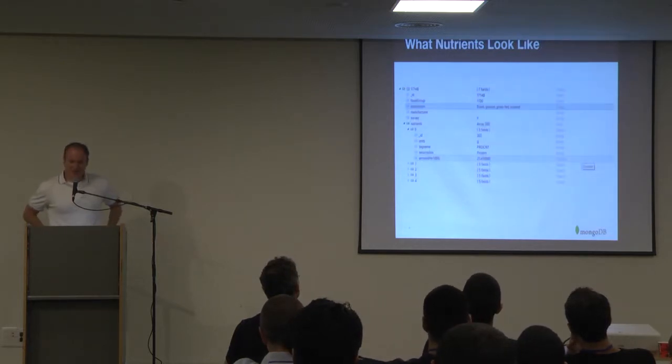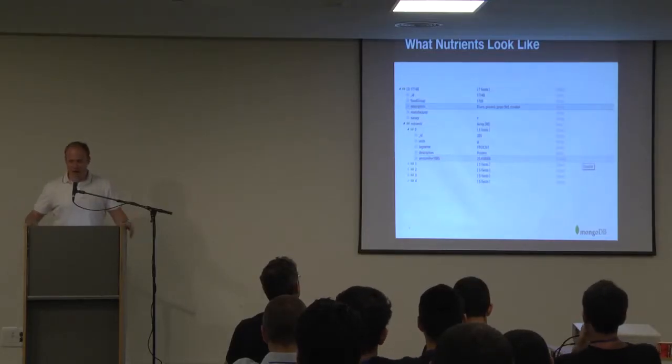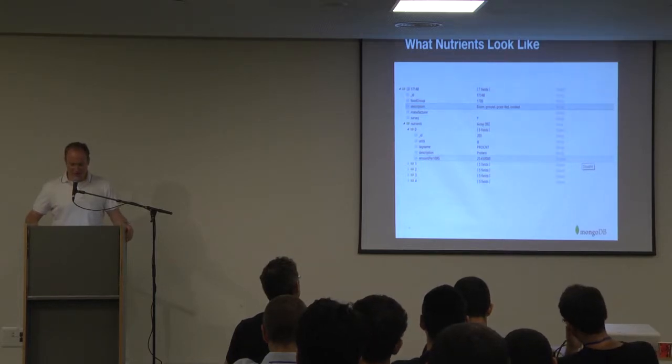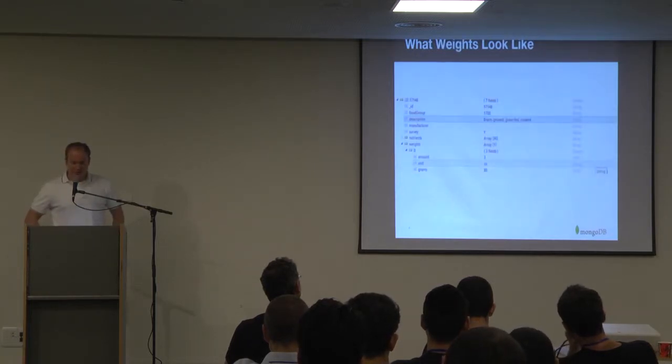What a nutrient looks like is slightly more complex. An individual nutrient has an ID, a description, and a tag name. The tag name is the USDA's official short form for that particular nutrient, and the description is the human readable form for that nutrient. So what you can see here is that grass-fed cooked ground bison contains about 25 grams of protein per 100 grams of meat. And of course, these are organized in an array, which is helpful for MongoDB aggregation and counting through things.